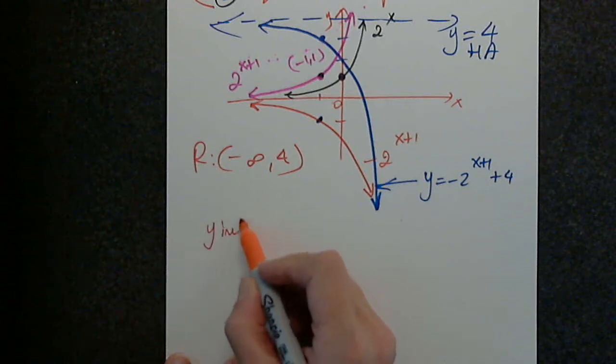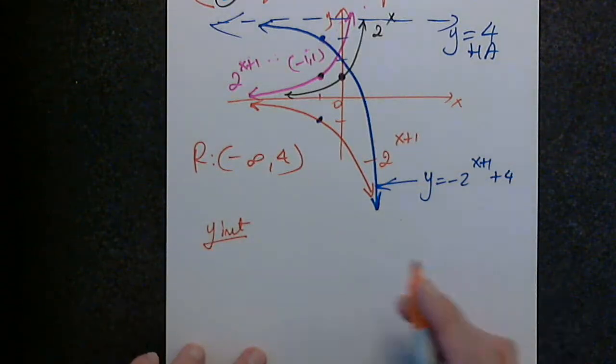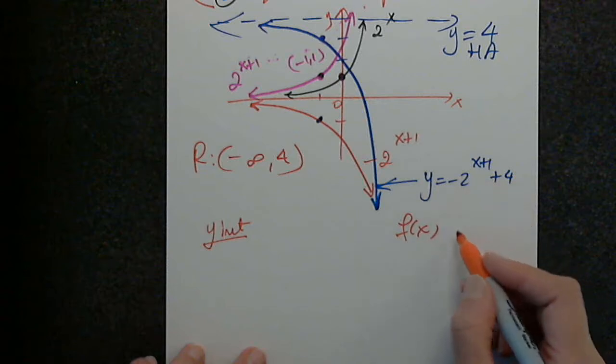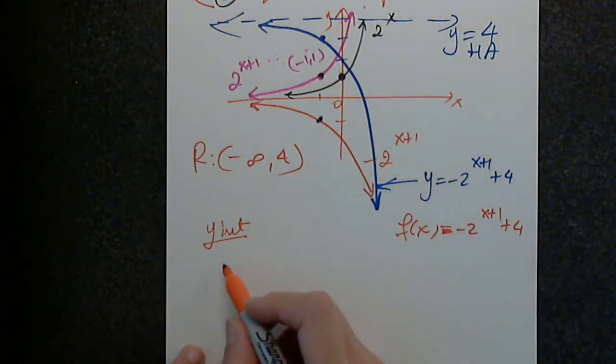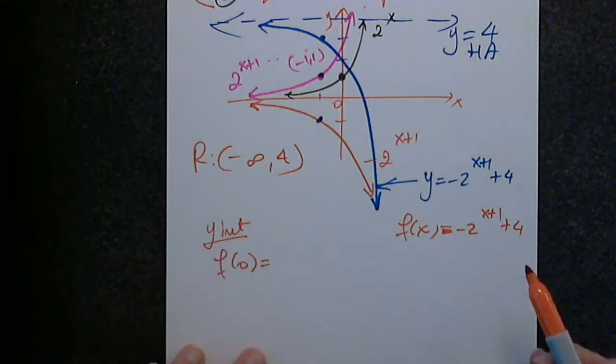Okay, so now we want to find the x and y intercepts algebraically. So let's find the y-intercept. How do I find the y-intercept? Let me write the function here one more time. f(x) equals -2 to x plus 1, plus 4. We have to find f of 0. Let's find f of 0 together.